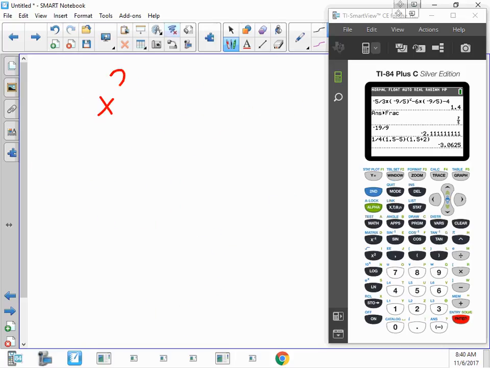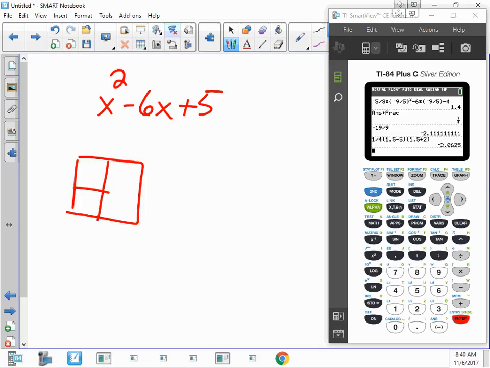If I had x squared minus 6x plus 5, we need to factor that. So we put it in the box. X squared and 5. What's my next step? Multiply those together. X squared times 5 is 5x squared. Now I find the factors of 5 that add to be -6. -1 and -5. I put -1x in one box and -5x in the other. Does it matter which way I put those? No, it's not going to change anything.